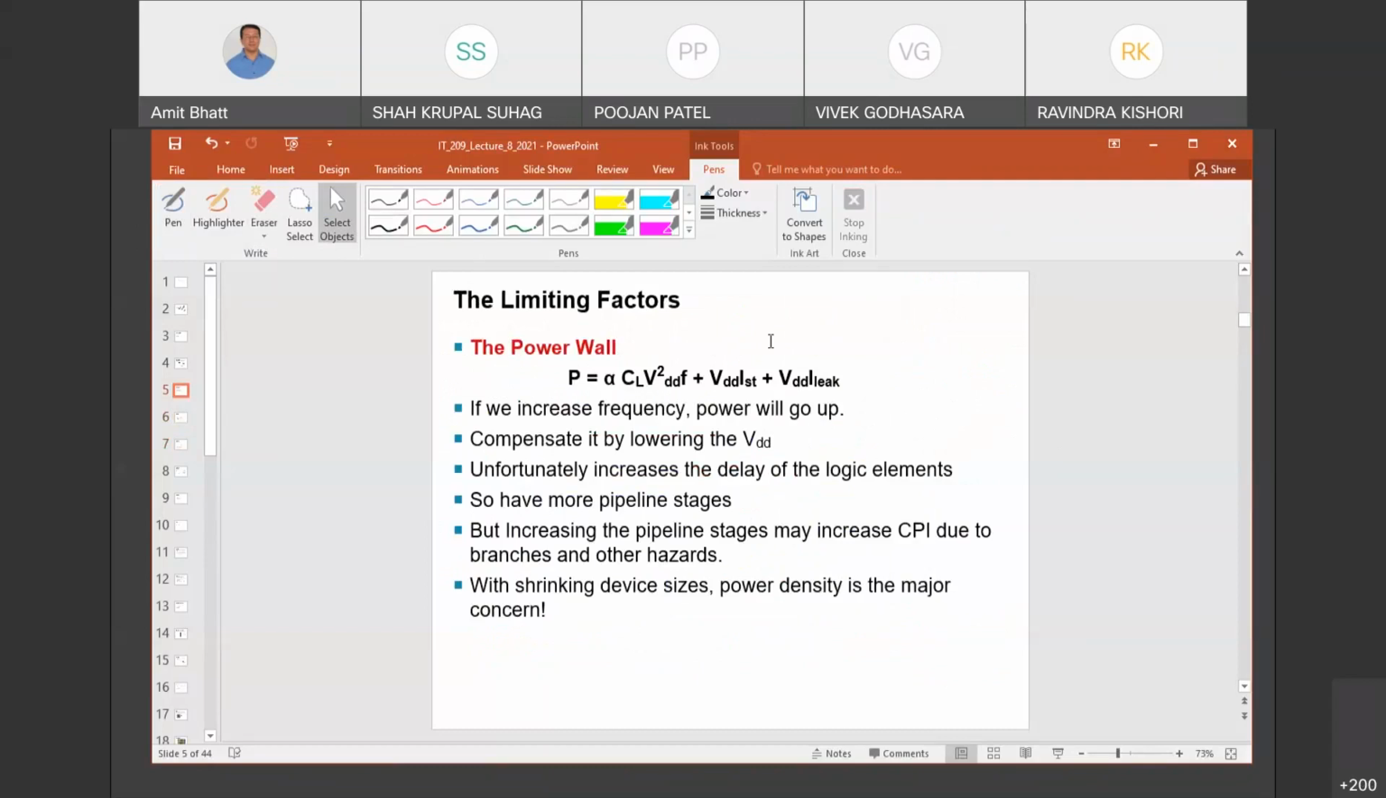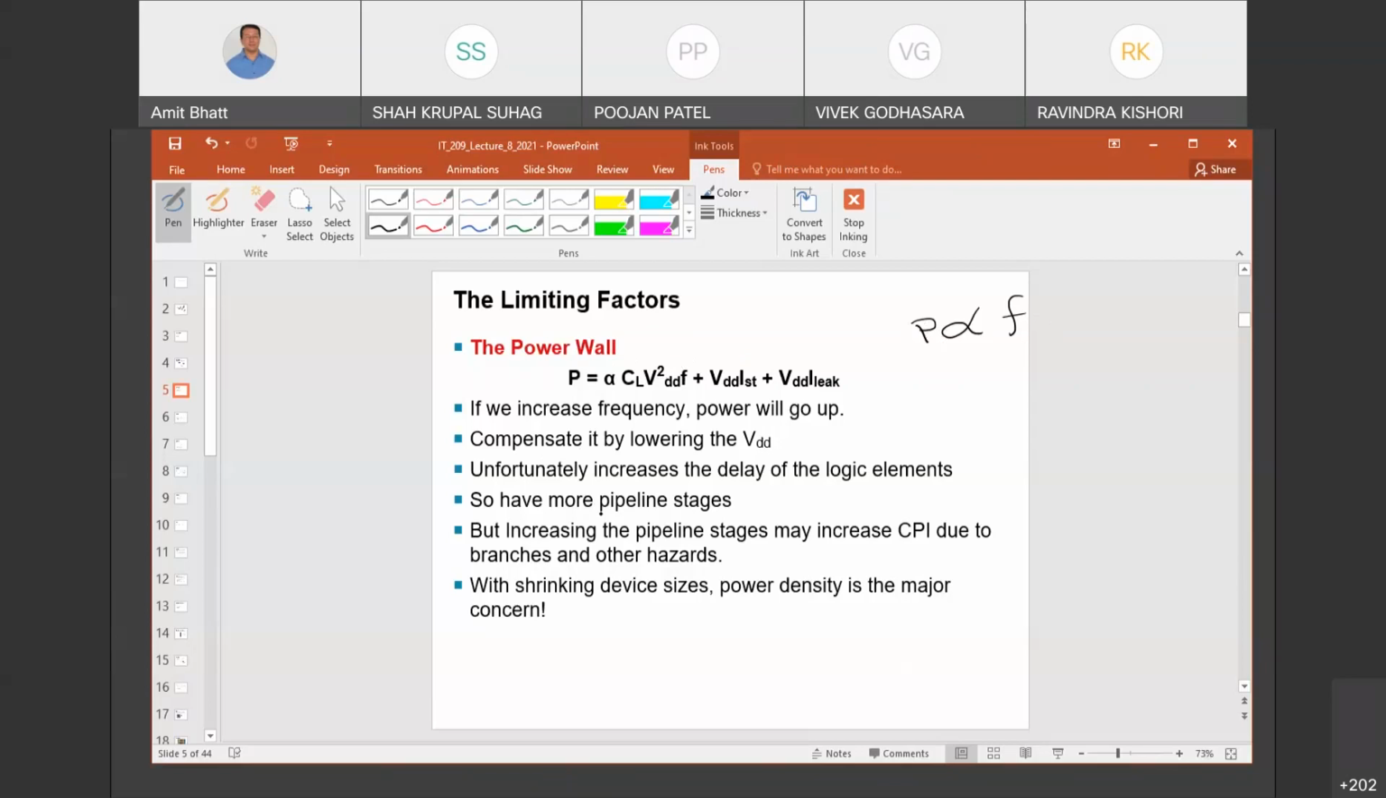This is your frequency, and you can see that power usage is directly proportional to frequency. So if you go from a 1 gigahertz processor to a 2 gigahertz processor, the power would double. If you go to a 3 gigahertz processor, power would increase 3 times. And this is one of the major terms which we have used. So if we increase frequency, the power will go up.